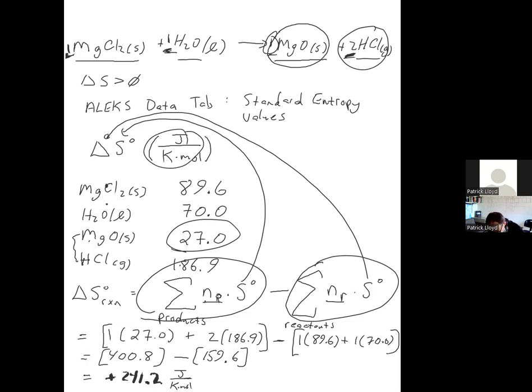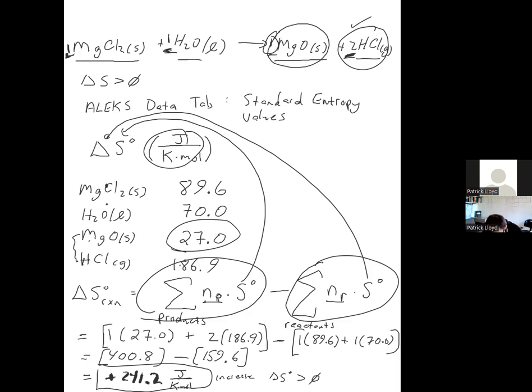So there's our delta S. Now, did it increase or did it decrease? That's an increase, right? Because delta S is greater than 0. So that's an increase in entropy. Okay. So the calculation seems to line up with our prediction, right? That forming the gas molecules is going to increase the entropy.